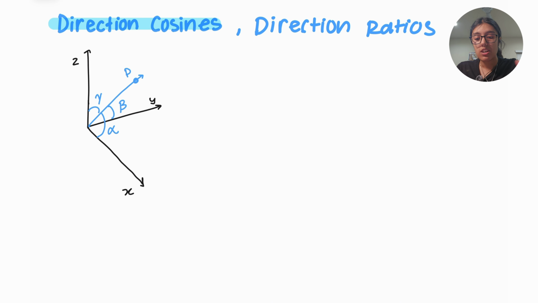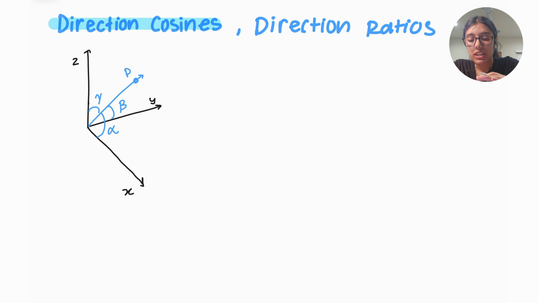Today we're going to be taking a look at what direction cosines and direction ratios are. Direction cosines and direction ratios all revolve around vector quantities in the x, y, and z plane. So just putting that out there. On the left we have that plane, and we are going to focus first on identifying what direction cosines are.